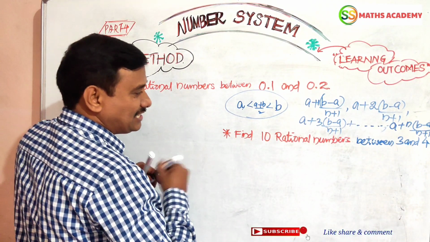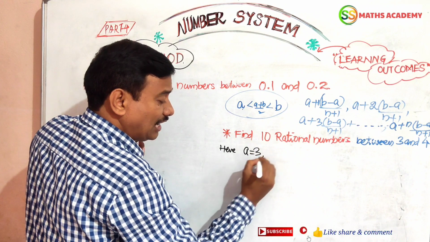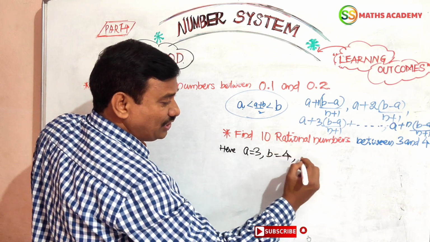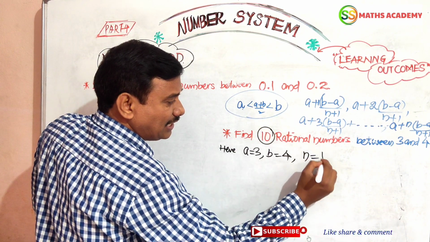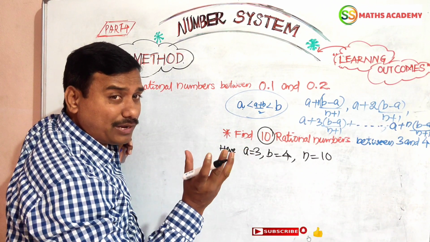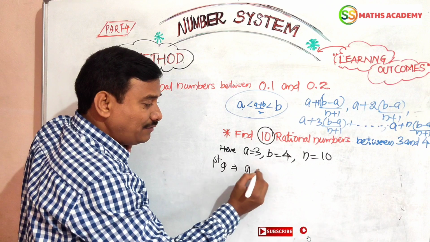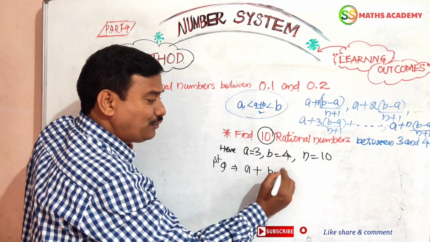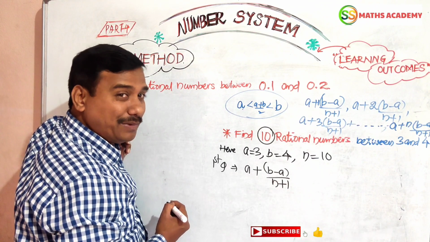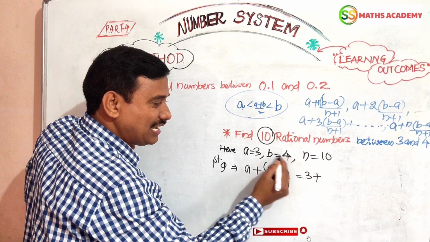Let us see. Find 10 rational numbers between 3 and 4. Here friends, first number is 3. I told you the first number must be less than the second number. 3 is less than 4, so the condition is satisfied. How many rational numbers are asked here? 10. I told you very clearly, (a plus b) by 2 gives the first rational number, and second like that. But for a time-saving process, we should apply this formula. First rational number is nothing but the first number added to the difference of the two numbers divided by n plus 1. Means a plus (b minus a) by n plus 1, which is 3 plus (4 minus 3).